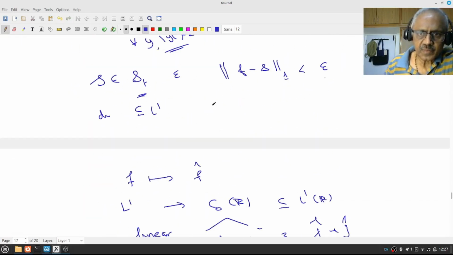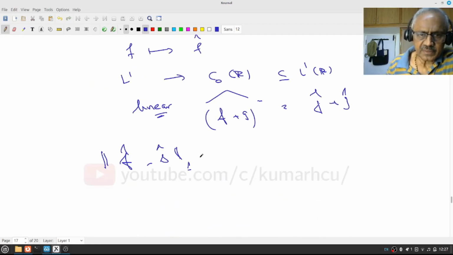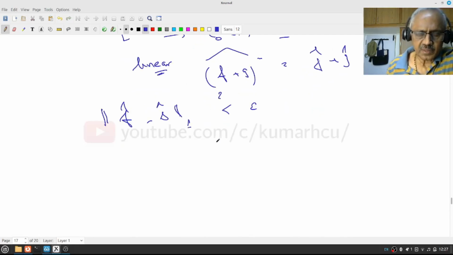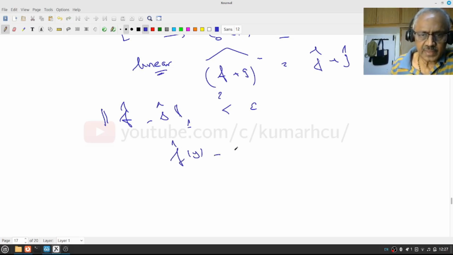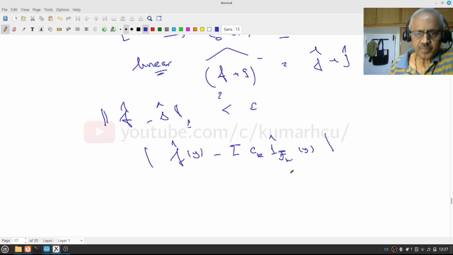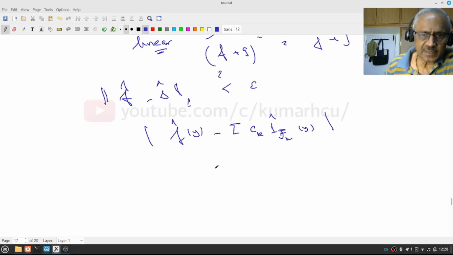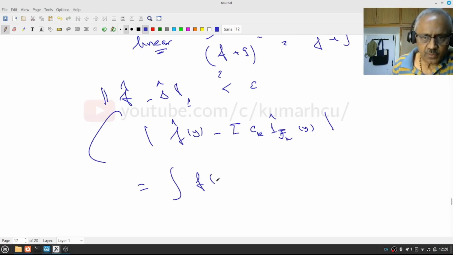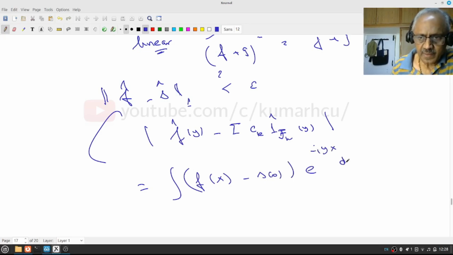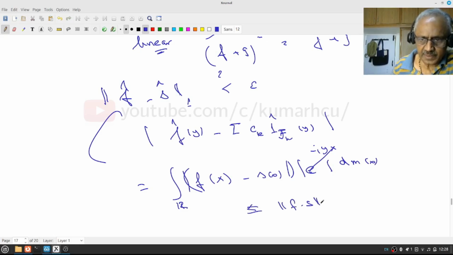Are you following? We know that. Then I want to say f hat minus s hat will be less than some epsilon. Let us make sure that is there. This is because f hat of y minus s hat of y is the integral of f of x minus s of x, the whole thing into e power minus i x y dx over R. Don't get intimidated. Understand what is happening. Therefore, in modulus, this will be less than 1, but this is less than epsilon. This is the L1 norm of f minus s, less than epsilon.